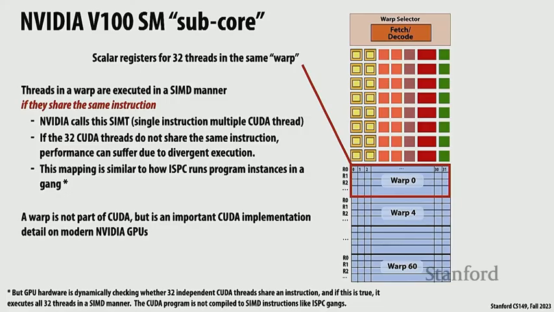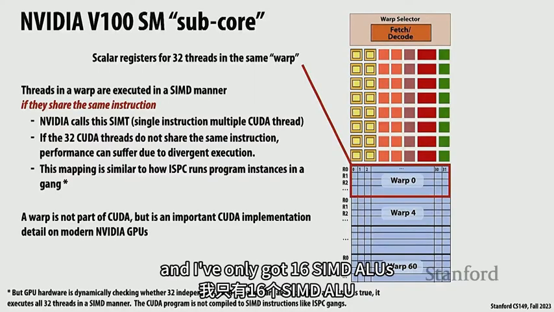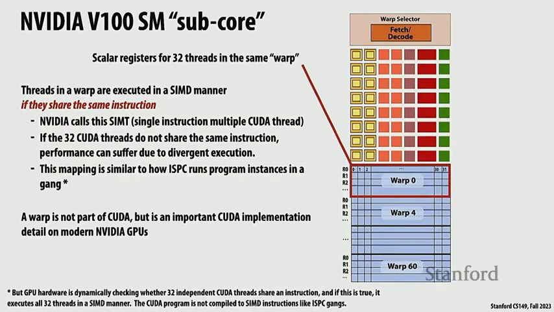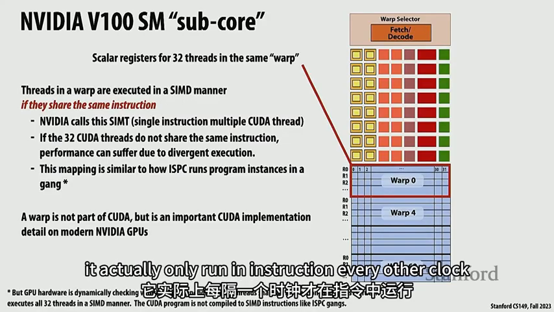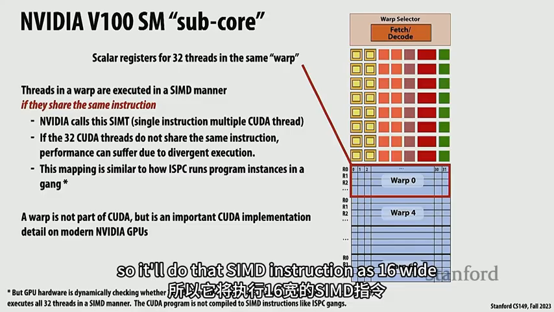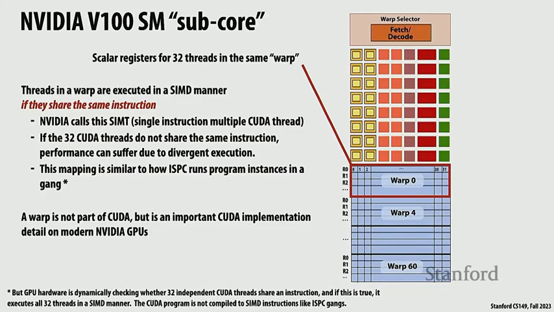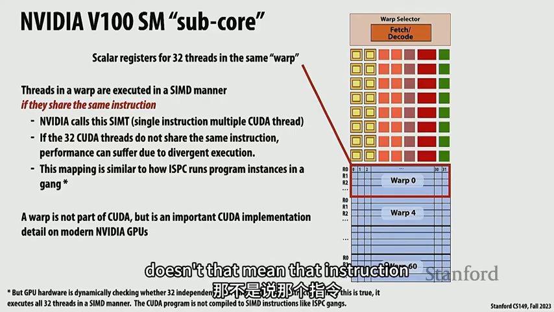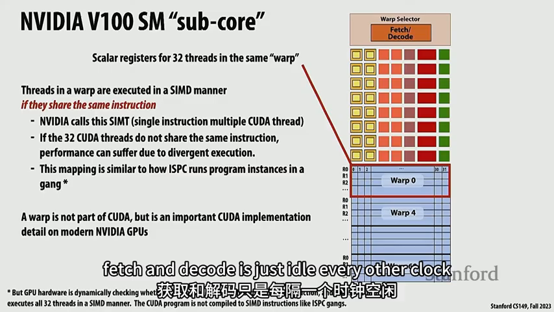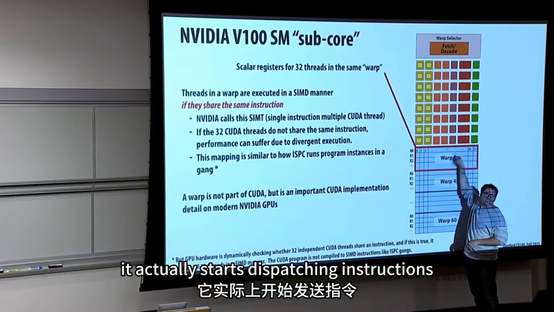Yes? You said there are 16 executions. Yeah. Okay. So I just said that a warp is 32 threads, and I've only got 16 SIMD ALUs. Something's weird here, right? Boom, boom. So it actually will only run an instruction every other clock. So it'll do that SIMD instruction as 16 wide on consecutive clocks. And you might be wondering, well, doesn't that mean that instruction fetch and decode is just idle every other clock? It's not, because on that extra clock, it actually starts dispatching instructions to the other things.